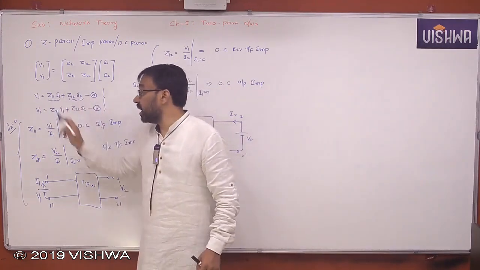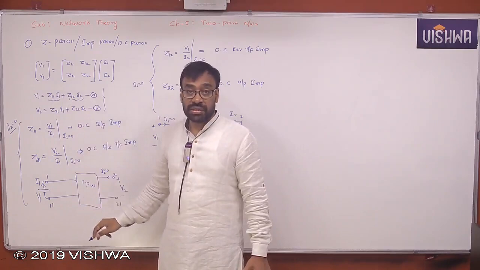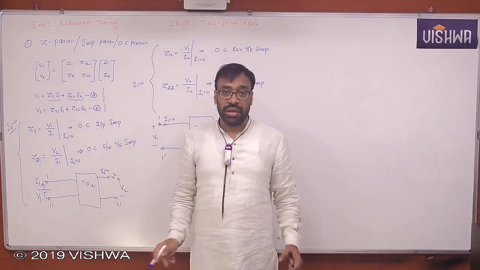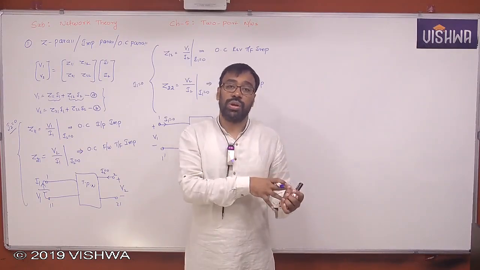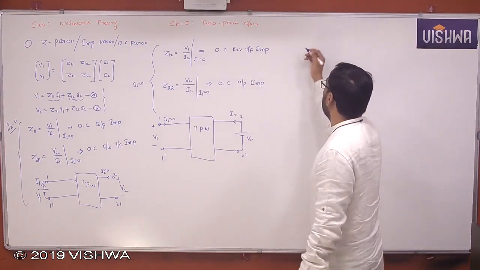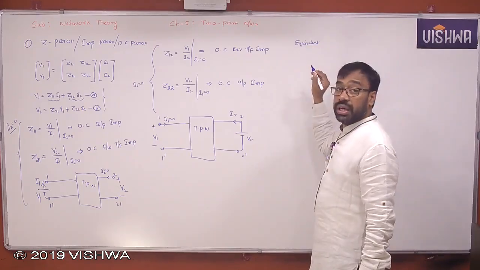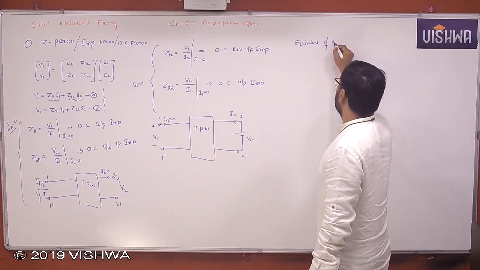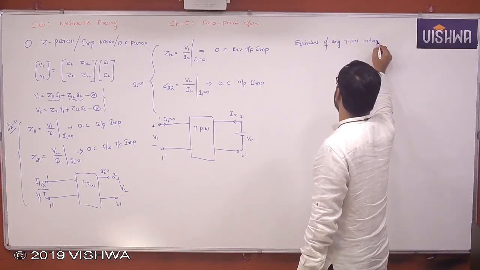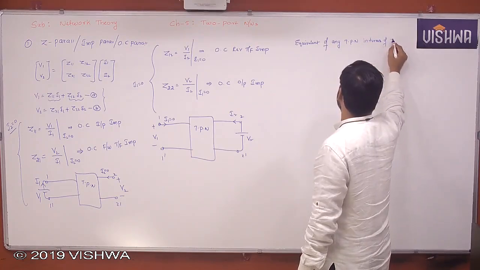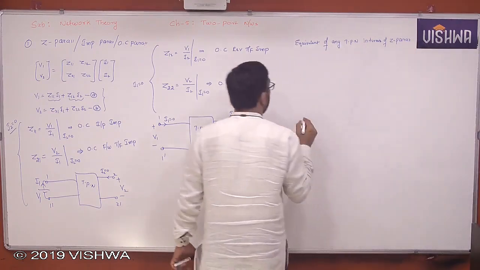So input port side, if I take a series combination of two elements, one element is having Z11 I1 product, the other element is having Z12 I2 product. If I arrange these two in series and give some V1, the voltage will be divided. Those two voltages will be giving total voltage. So therefore, I will arrange. This is called equivalent of any two-port network in terms of Z parameters. So tell me now, what is that equivalent?